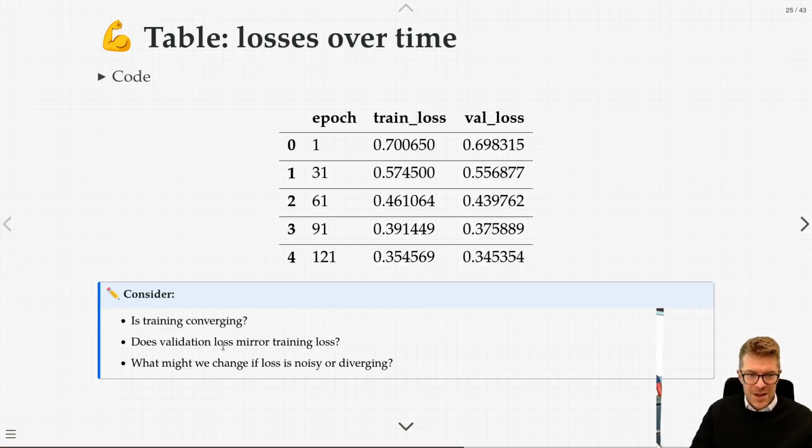100% of you will get this. Does validation loss mirror the training loss? That is to say, does it have a similar shape as the training loss? I think 100% of you will get this. And what might change if the loss is noisy or diverging? That's a little bit interesting.